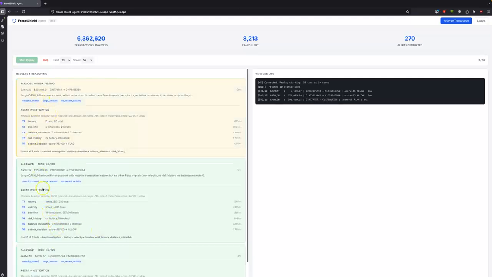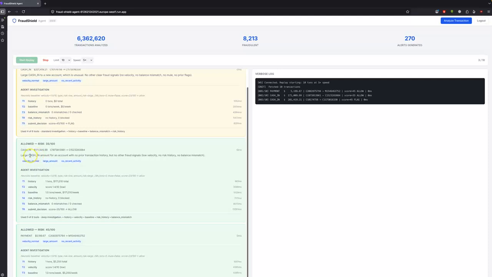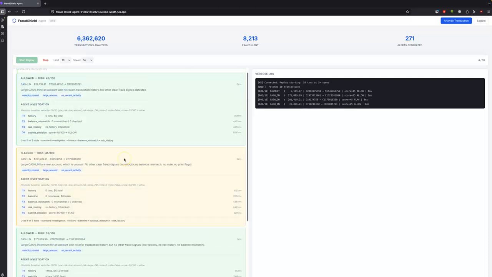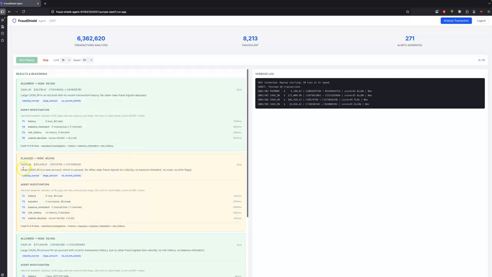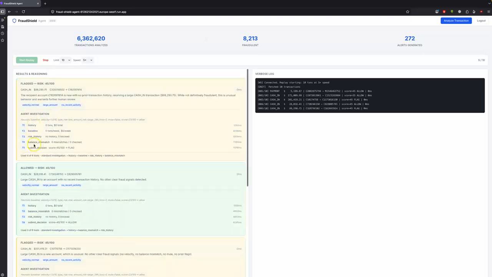The next transaction is a cash-in, so that cash-in amount is for an account with no prior transaction history, but no other fraudulent signals. Then we have this one which is flagged, a cash-in, which is unusual. We have the agent reasoning of what is happening and how the agent has reasoned about it, and also the number of tools that have been used. This has used 4, this has used 5, and so on.